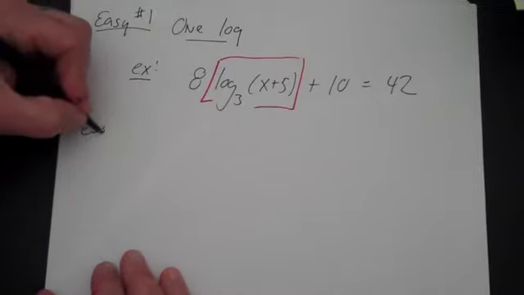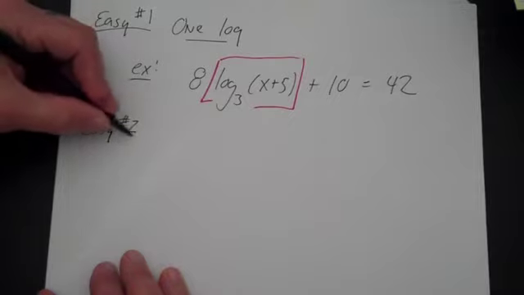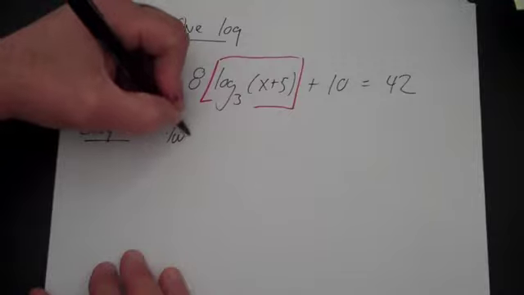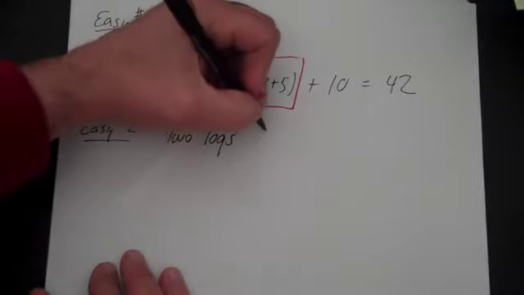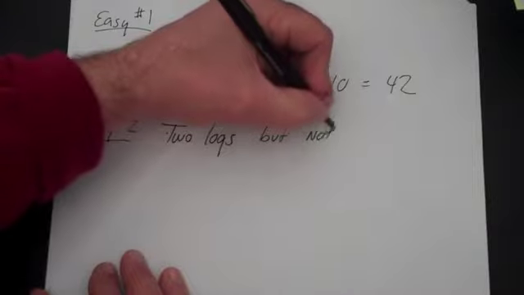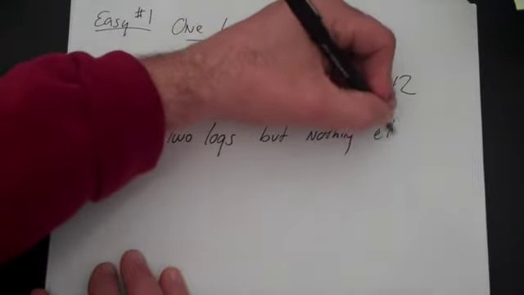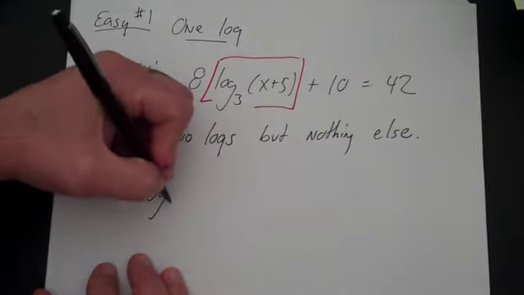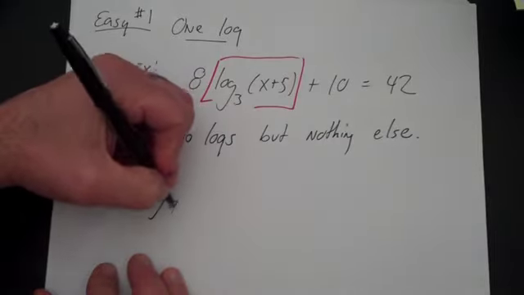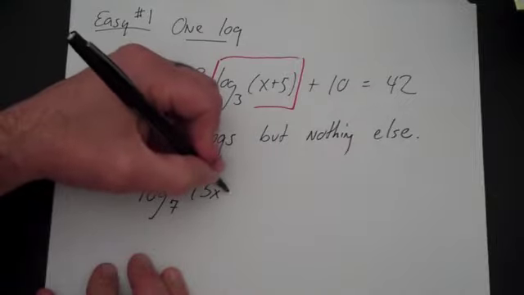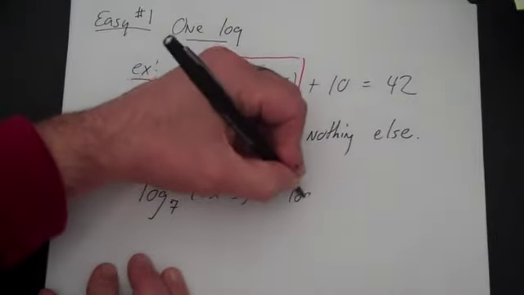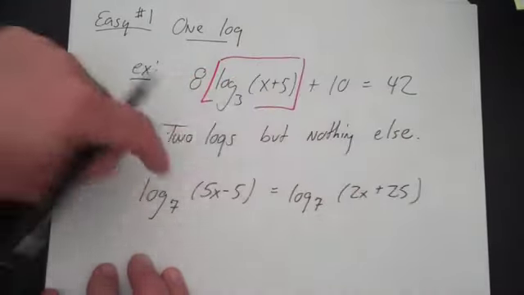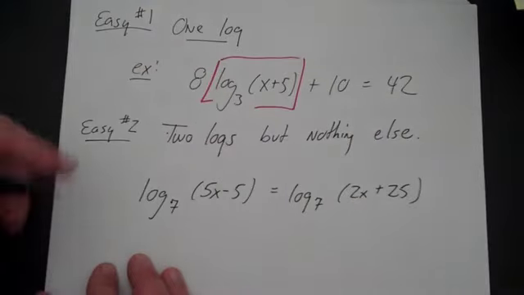The second type of problem is also easy, and I call that easy number two, and that is the case when you have two logs but nothing else. An example of that problem would be something like this. Log base 7 of (5x minus 5) is equal to log base 7 of (2x plus 25). If you notice here, we have two logs, but there's no other complications here.